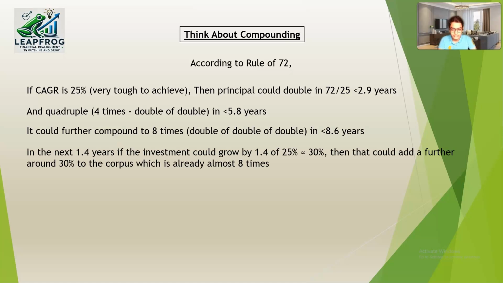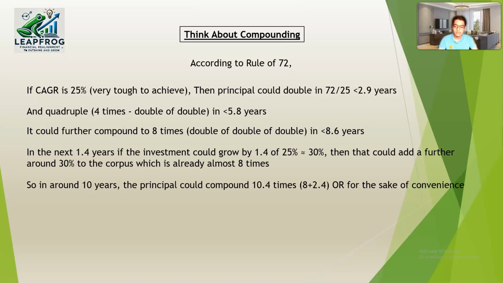In the next 1.4 years, if the investment could grow by 1.4 of 25%, which is approximately 30%, then that could add up further around 30% to the corpus, that is the total amount of money, which is almost 8 times. So in around 10 years, the principal could compound to 10.4 times, which is 8 plus 2.4, or for the sake of convenience, 10 times in 10 years. Wow.